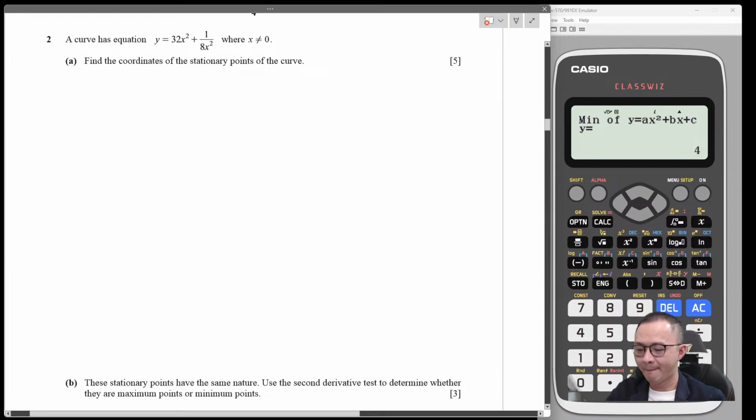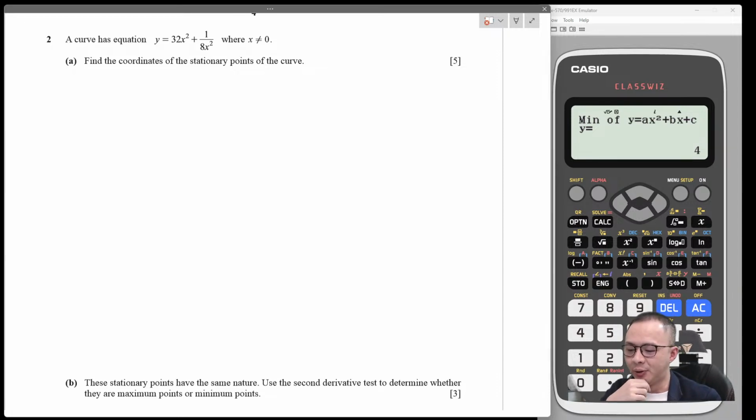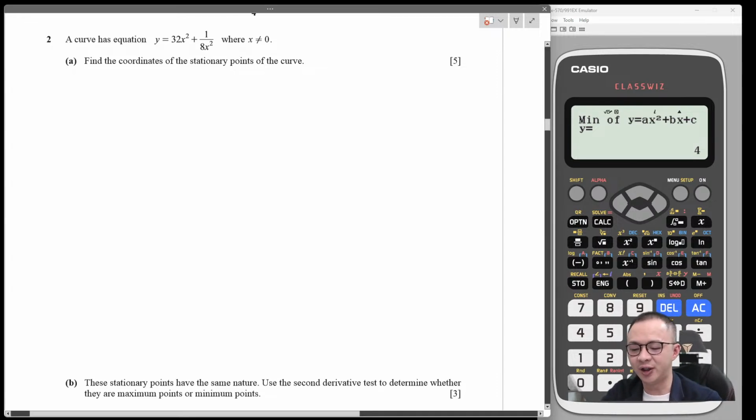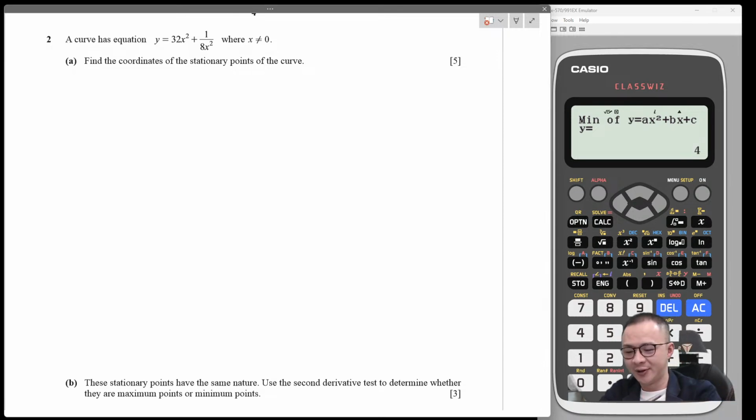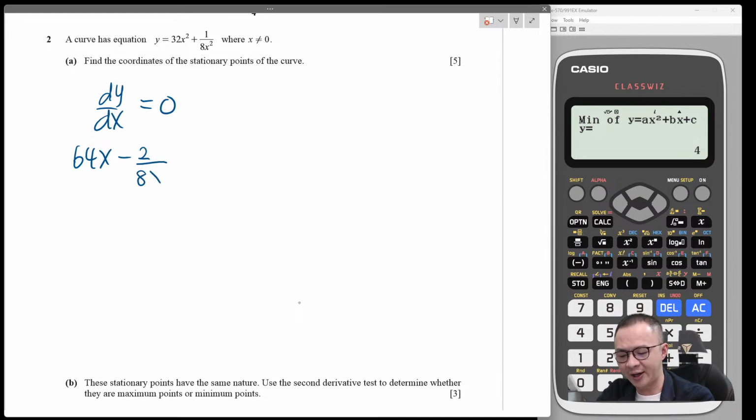Alright, number 2. A curve has an equation; find the coordinates of the stationary point. What we need to do is set dy/dx equals 0. If I differentiate this one, I should get 64x minus 2 over 8x cubed, equals 0. This one simplified is 4 here.